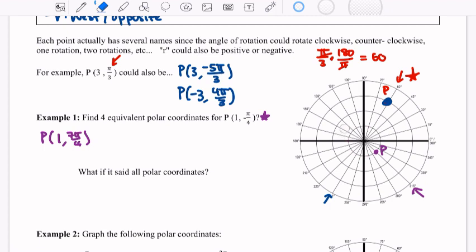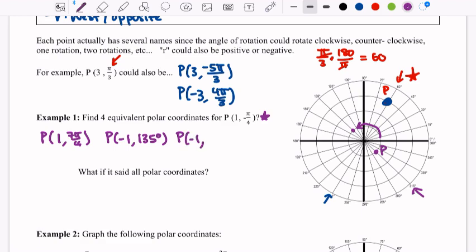Let's find another way. Let's say that we went counterclockwise again, but let's make a negative radius. So I'm going to have a negative 1. If I had a negative 1, I would have had to be here. So how many radians did we go? Remember, for equivalent polar coordinates, we don't have to be in radians. I could go 135 degrees, and that also works. If I wanted to define that in terms of radians, this would be P negative 1, 3 pi over 4.